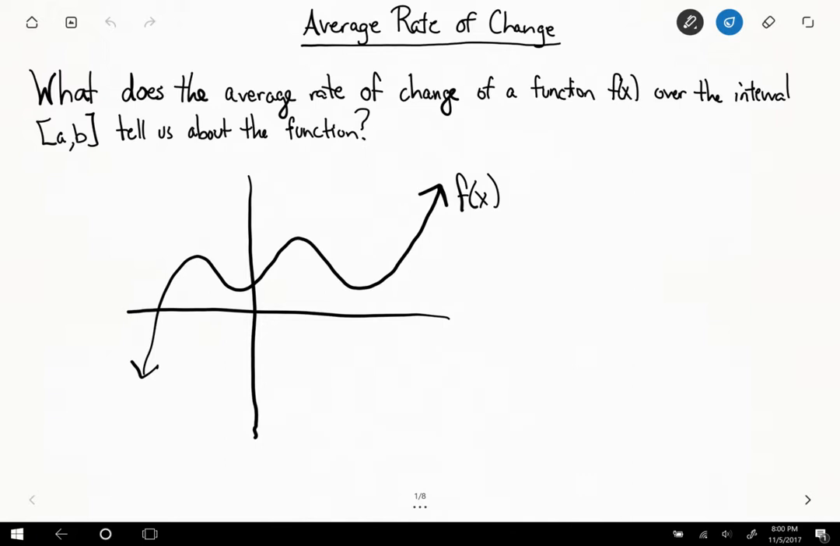So first off, there's a lot of questions in terms of what does the average rate of change of a function f of x over the interval a, b tell us about the function? What the heck does this stuff mean? Well, it seems real complicated. You see this average rate of change and all that jazz. And the function f of x, that can be any function, and then this interval a, b, it can be any numbers plugged in.